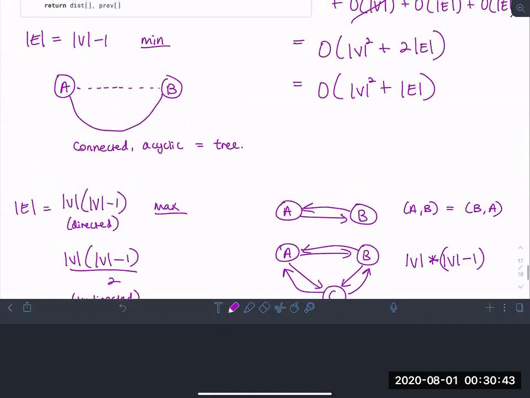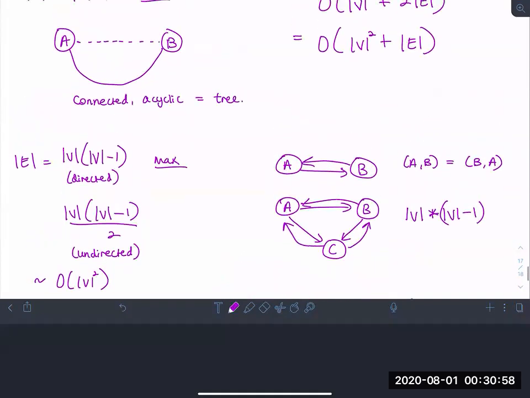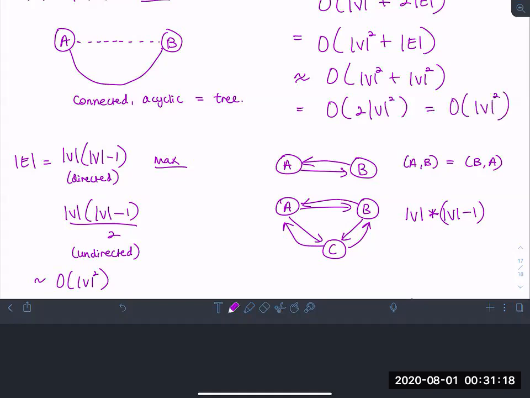So if E ranges from O of V to O of V squared, then basically I can simplify this expression to be V squared plus, in the worst case scenario, V squared, okay? Which is equal to O of 2V squared, which is just equal to O of V squared. And that's the answer.